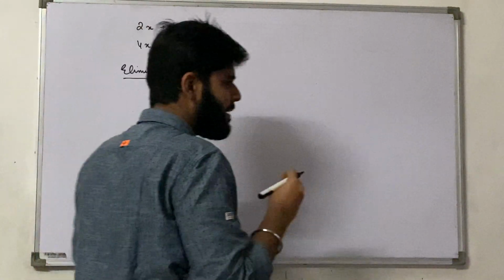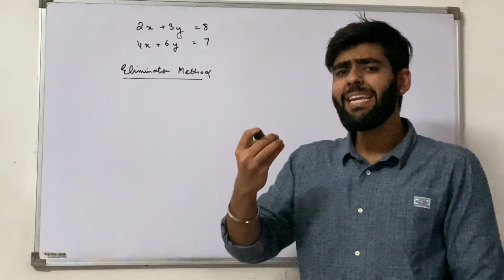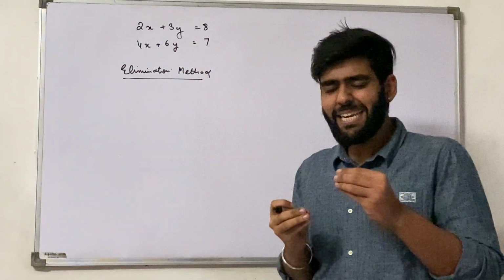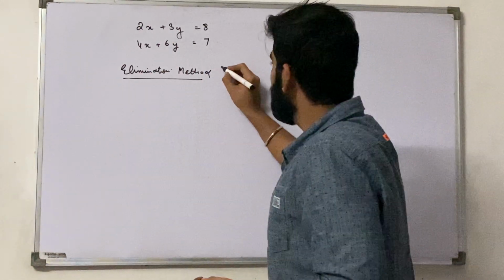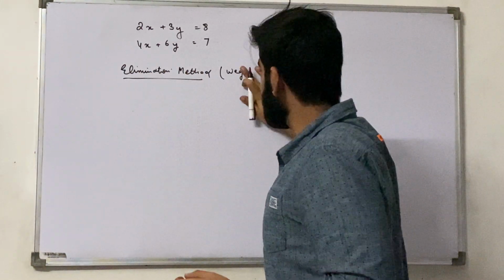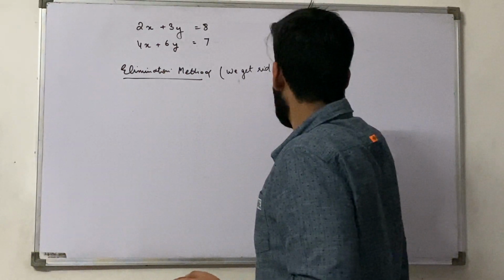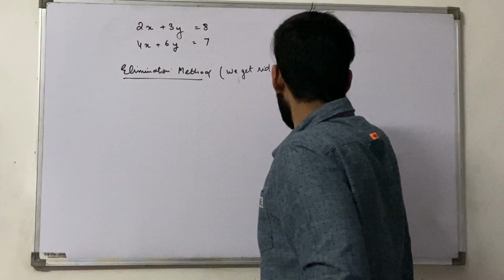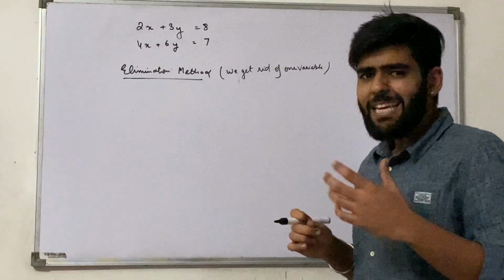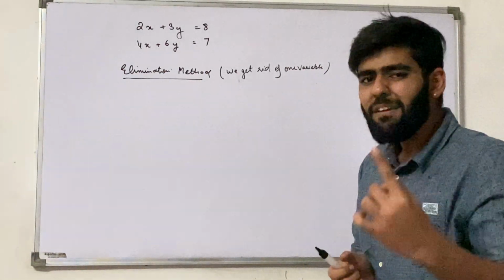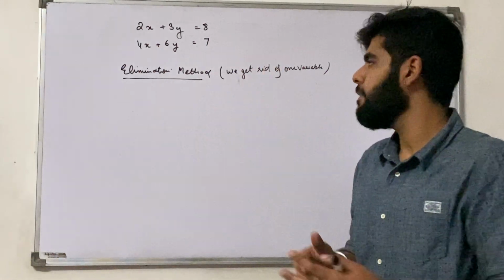So what does the word eliminate mean? Eliminate means to get rid of, as in to get rid of one variable. Elimination method means, note it down very carefully, we get rid of one variable. This means we will cut the equation down to only one variable. We will either remove x or we will remove y. Now how can we do that?